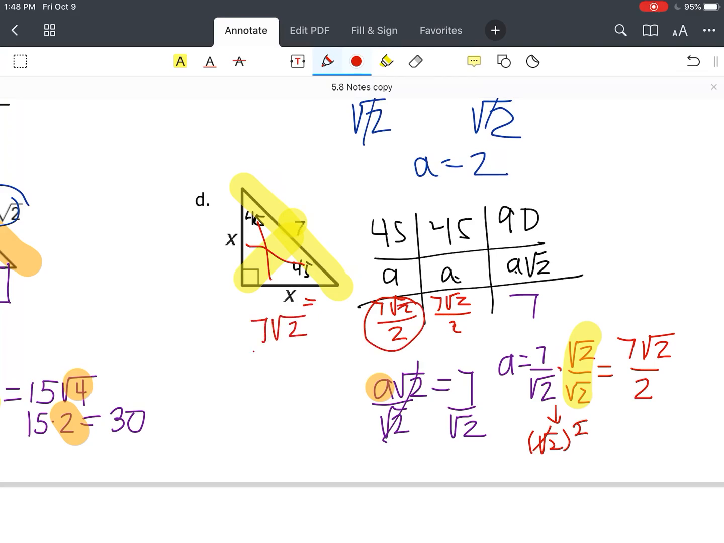And we want to know x's, which are opposite 45. Well, that's what we wrote, opposite 45. So it's going to be 7 root 2 over 2 as your answer.